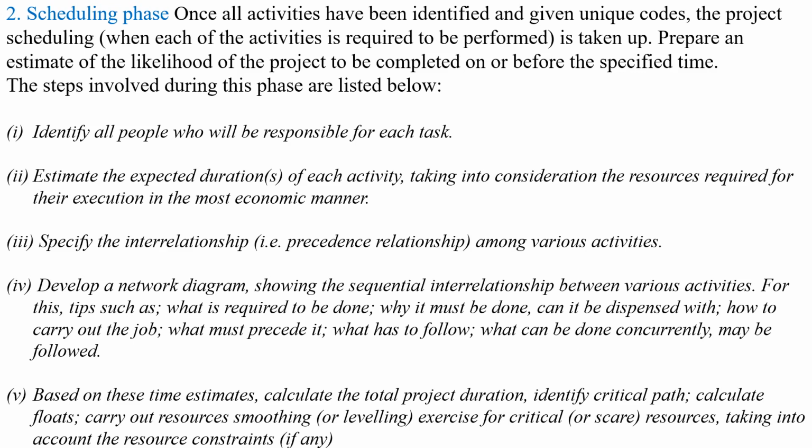The third one is to specify the interrelation among the various activities. For example, interrelated activities in house construction are the foundation and the wall and roof construction. We know that only after completion of the foundation work will the wall and roof work start. So here we have to specify the interrelation among the various activities. Then the fourth one is to develop a network diagram.